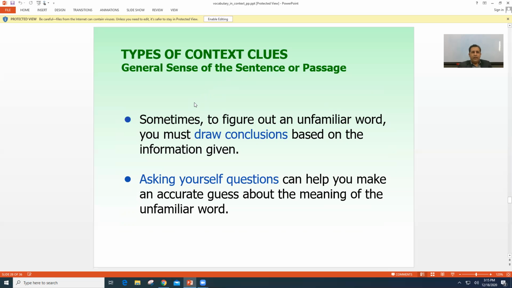Now, the fourth or last type of context clue is general sense of the sentence or passage. Sometimes we don't have a synonym or an antonym or an example context clue. In that case, we have to do a bit more detective work. Sometimes to figure out an unfamiliar word, you must draw conclusions based on the information given. You read the sentence, and it might give you an idea what this word could mean. Sometimes not even the sentence, but the whole paragraph. You read the whole paragraph and see what the writer is talking about. That is going to help you figure out the meaning of a particular word. Asking yourself questions can help you make an accurate guess about the meaning of the unfamiliar word.